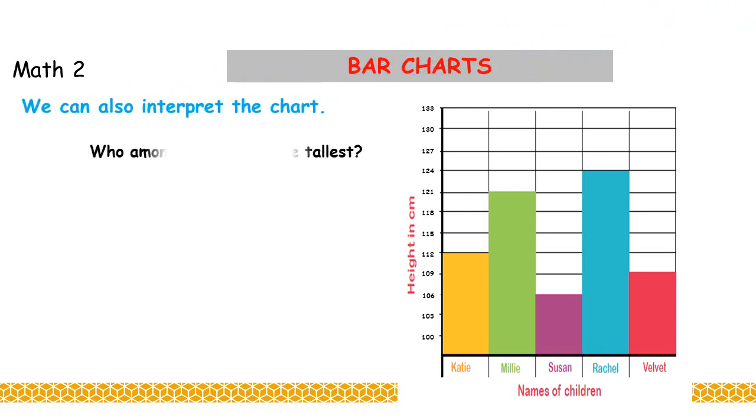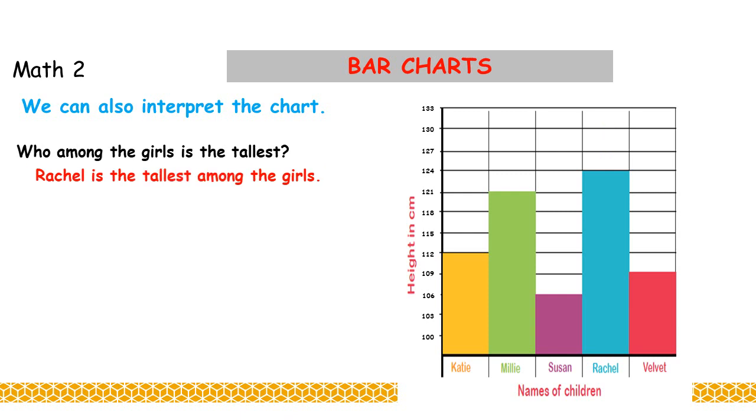Who among the girls is the tallest? Looking at the bar chart, the bar on Rachel's name is the highest, and if we are going to look at which number it is aligned to, it is 124, which is still the highest. So, Rachel is the tallest among the girls.